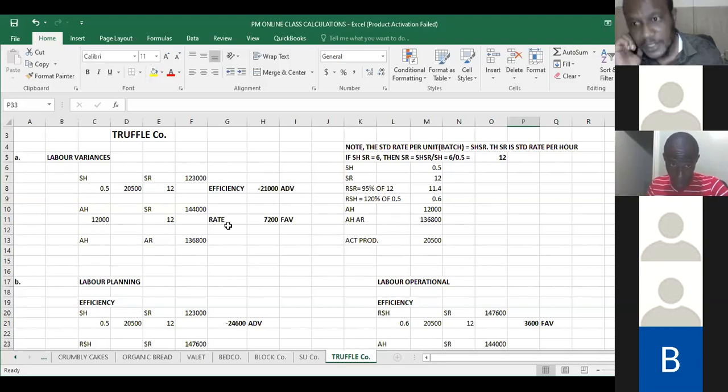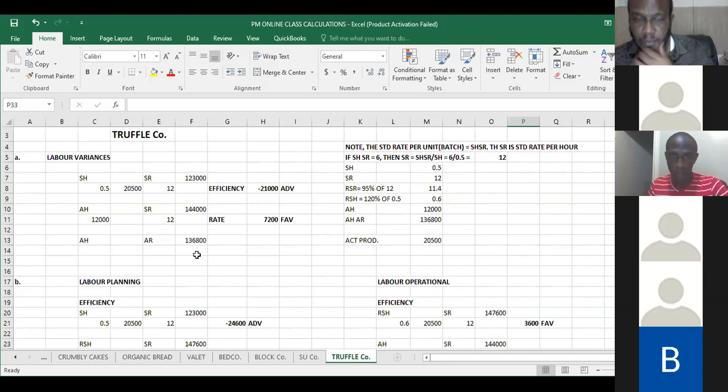If we add the efficiency and the rate together, we'll get our total variance. So it's like subtracting 1 minus 3. That's the top minus the bottom. Okay. Is that clear? Yeah. All right.